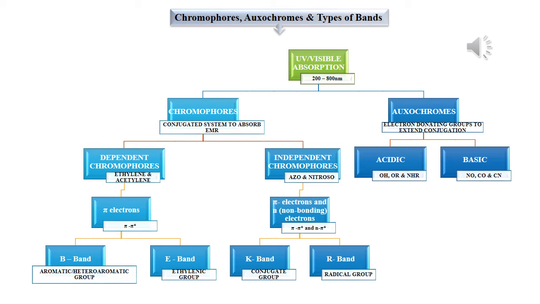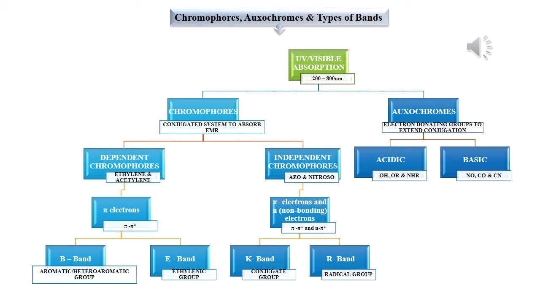and these groups will be donating their electrons when attached to a chromophoric system in the molecule. It will be donating its electron to that chromophore or pi bond, a double bond, so that it will be extending its conjugation. Thereby that particular chromophore requires less energy of absorption. When energy is less, it will have more wavelength, so it will be shifted to higher or longer wavelengths, that is towards the visible range. That is the role of oxochromes. So oxochromes reduce absorption energy for the chromophore. How? By extending its conjugation.